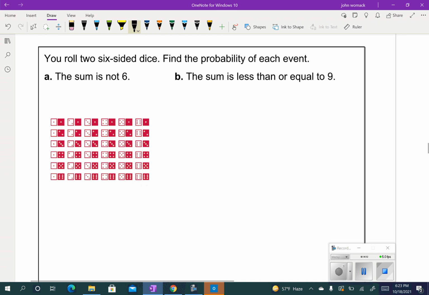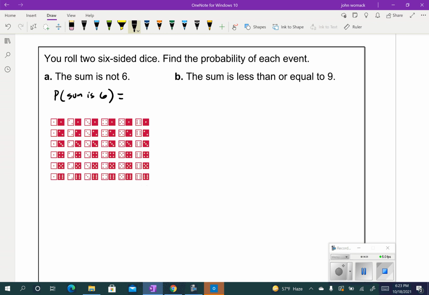So here's some examples. The first one says, you roll a 6-sided dice. Let's find the probability of each event. The first one says the sum is not 6. So there's 2 ways you could do this. One is, I could find the probability that the sum is 6. That's a little easier to count.